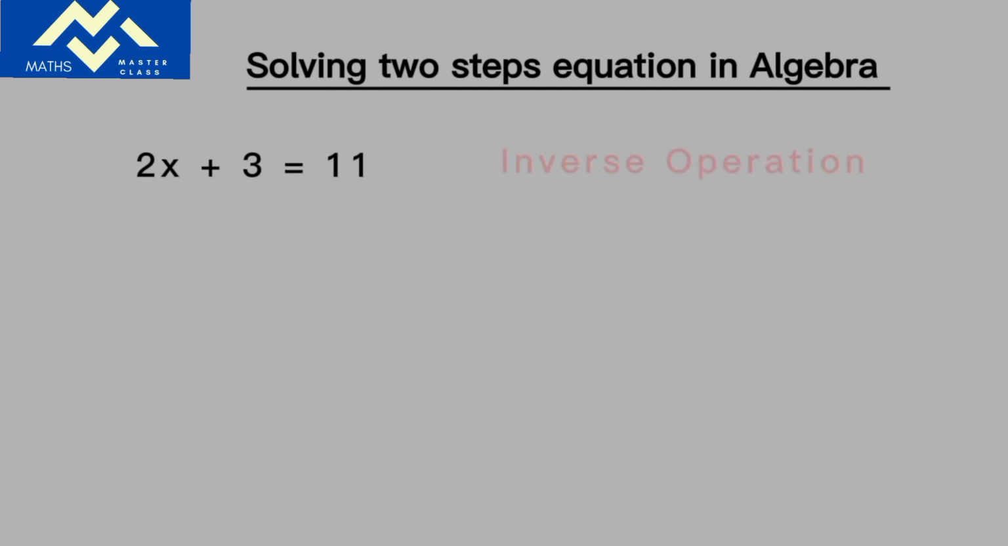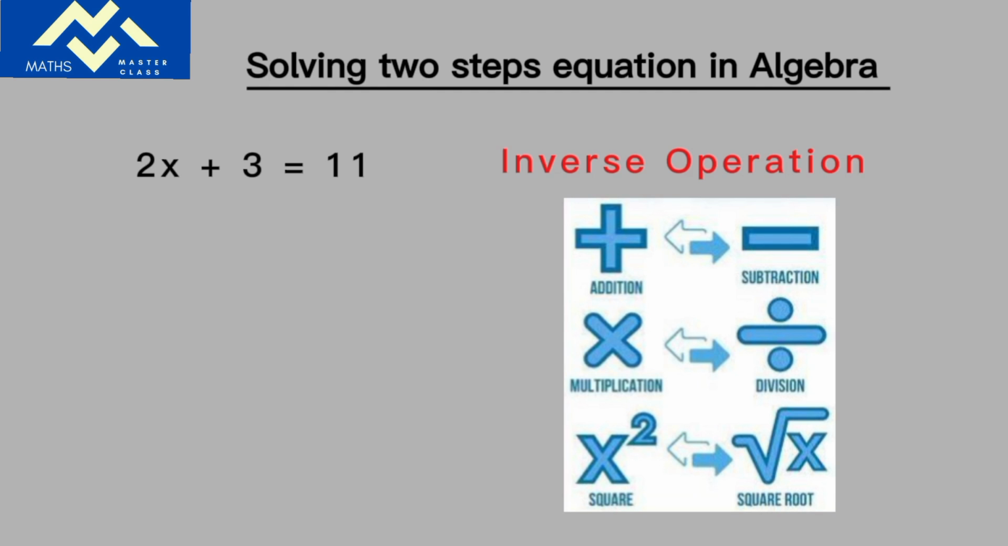We use something called inverse operations, or opposites. Addition is undone with subtraction. Multiplication is undone with division, and vice versa. So to solve this equation, we undo each step, one at a time, using its opposite.